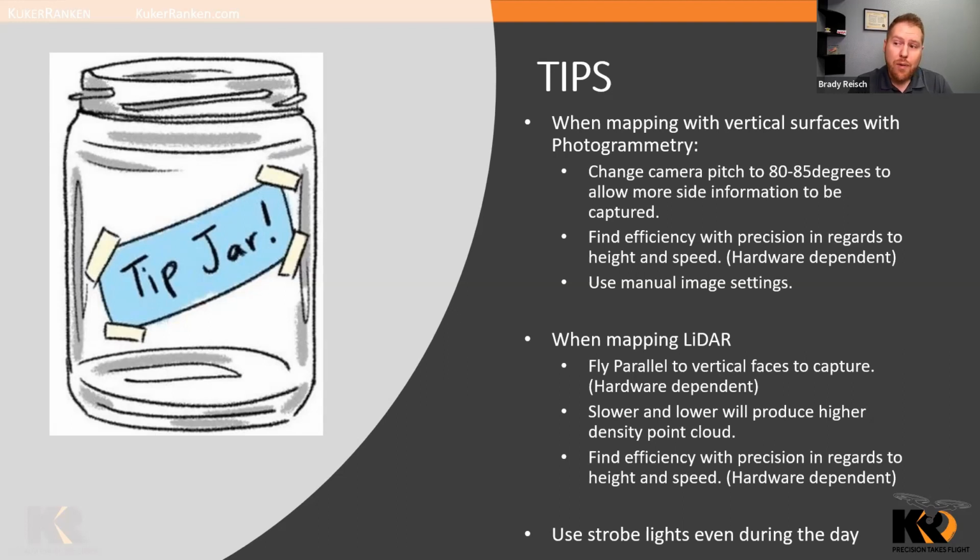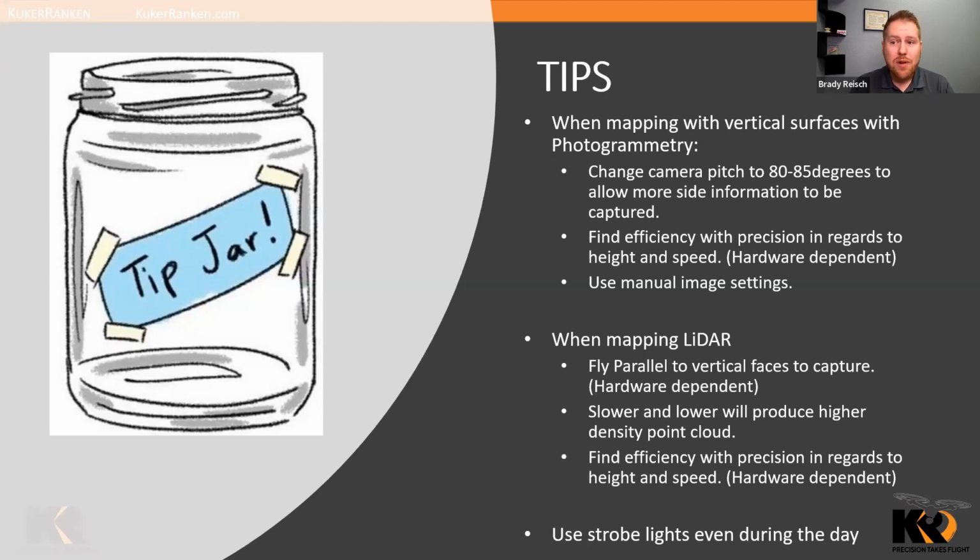Now, a few tips for using LiDAR. Fly parallel to vertical surfaces to capture. And again, this is hardware dependent. As an example, the microdrone system shoots lasers to the side and down. So if you're flying parallel to the building, you're going to capture that side information. With the DJI M300, say you have an L1 sensor, which is DJI's LiDAR system, you would want to fly directly towards or perpendicular to the vertical surfaces. So it really depends on the hardware that you have.